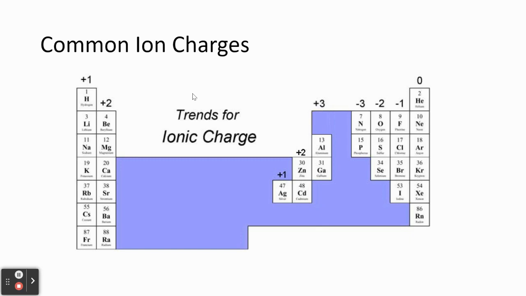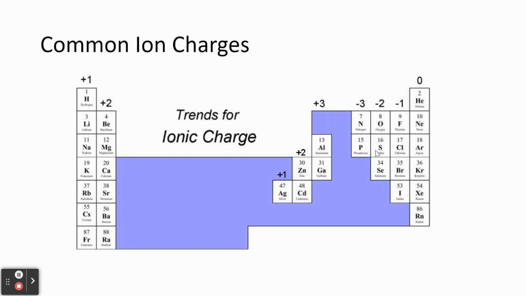Now notice these are all positive. Metals tend to lose electrons and form positive ions or cations. Now the transition metals tend to form more than one type of ion, but we need to know that silver always forms a +1 charge. Zinc and cadmium always form a +2 charge.